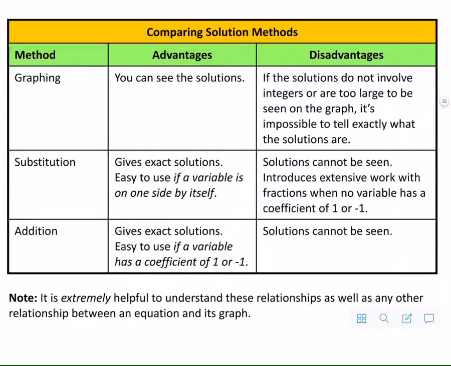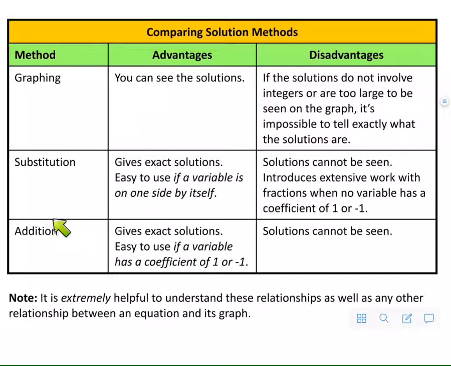So, the advantage of substitution is that it's nice if it's easy to solve for a variable on one side by itself. Disadvantage: solutions can't be seen visually from looking at it, and it's got extensive work with fractions when no variable has a coefficient of 1 or -1.